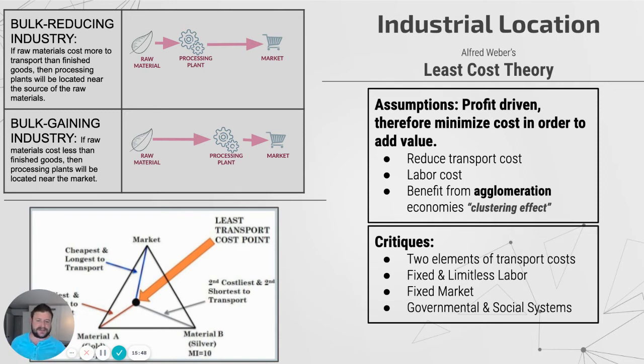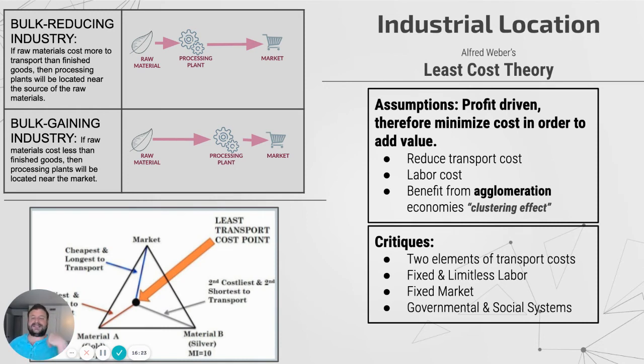Okay. Some critiques of his theory. Well, first, let's talk about bulk reducing and bulk gaining. So he's going to outline two specific types of industries, ones which gain or lose weight after processing. For example, a bulk reducing industry is going to be closer, see the little thing with gears there, closer to the raw material because that's where it's heaviest, from the mine to the factory processing center. So you want to be close. You want to reduce that cost as much as you can.